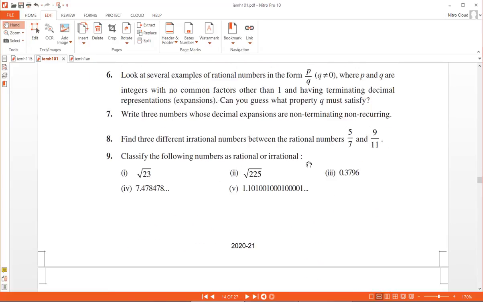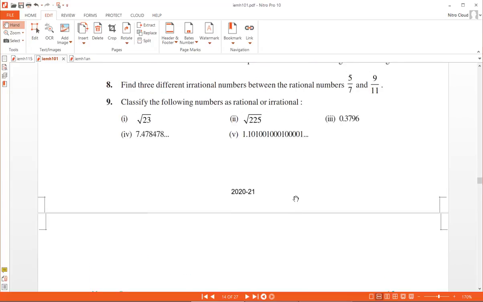Classify the following numbers as rational or irrational. So root of 23, like I told you, it's not a perfect square, so this is going to be irrational. Perfect square, so rational, because root of 225 is 15. This is obviously a rational number, 3796 divided by 10,000. So here 478 is repeating. This is non-terminating recurring. So that is why it is a rational number. Here 101, this is the same pattern for any irrational number that you see. So this is irrational. So this brings us to the end of this lecture.